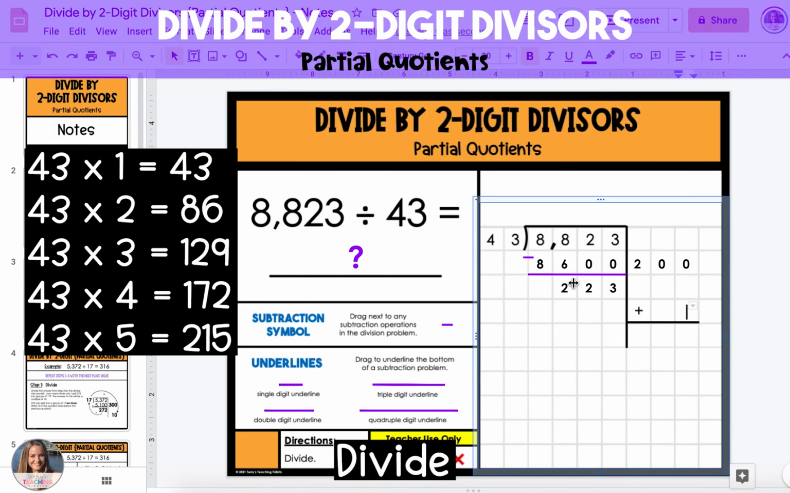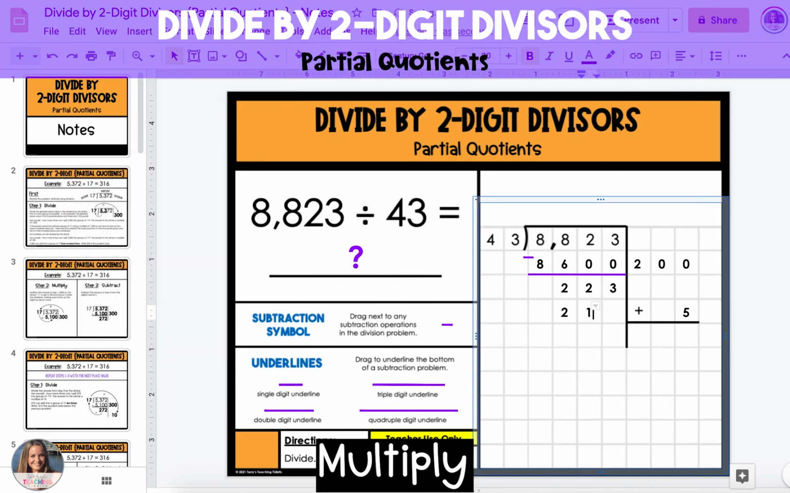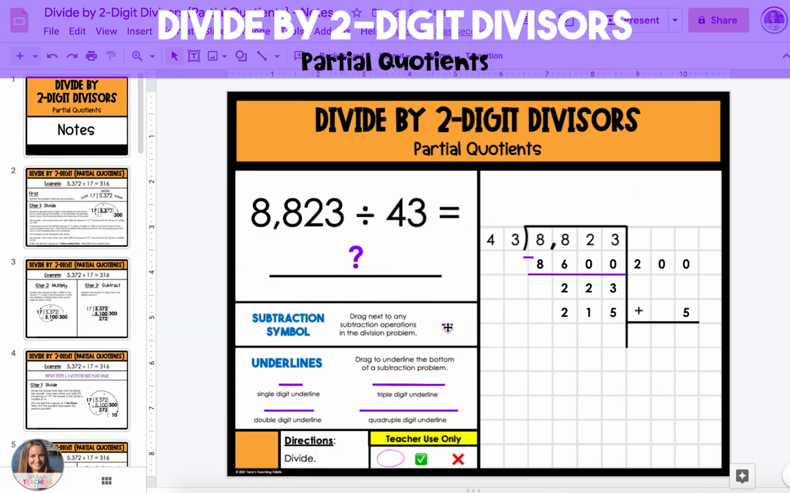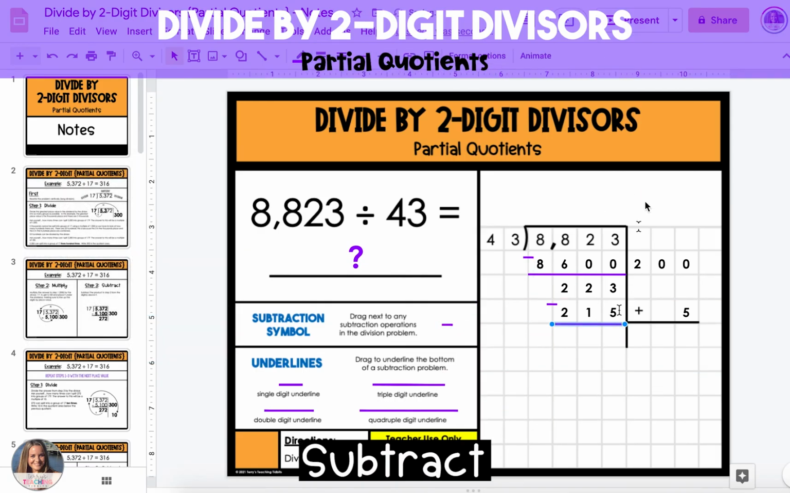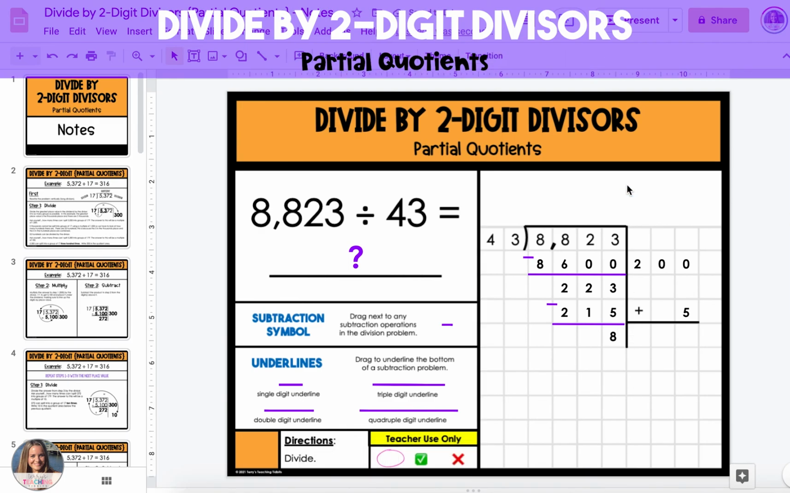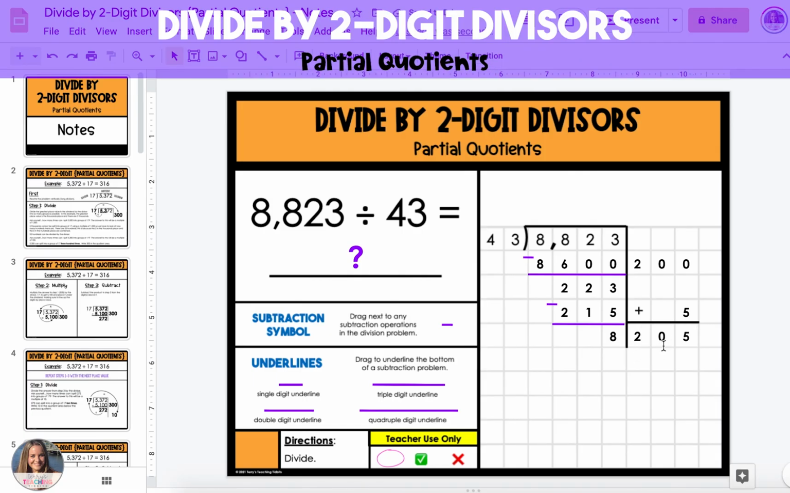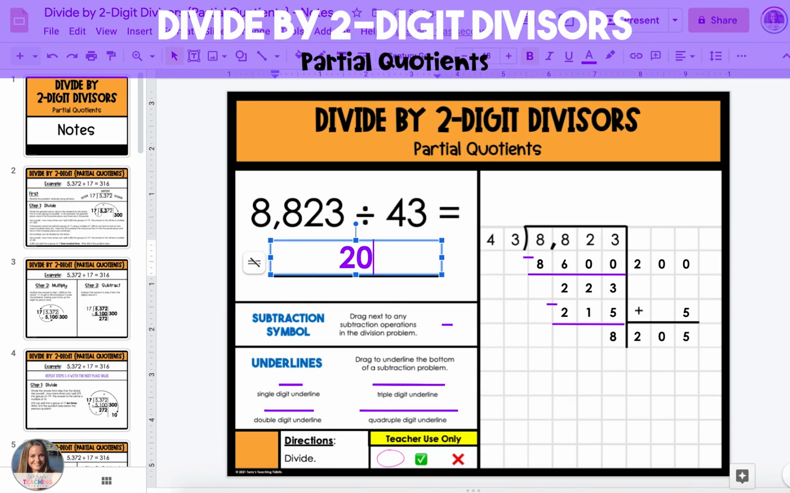223 can divide by 43 5 times, so we'll put that answer in the quotient area, lining it up by place value. Next, multiply the 5 by the divisor 43 to get 215. Now subtract 223 minus 215 equals 8. 8 cannot be divided by the divisor 43, so 8 is our remainder. Add the partial quotients and put the remainder with it to get the final answer, 205 remainder 8.